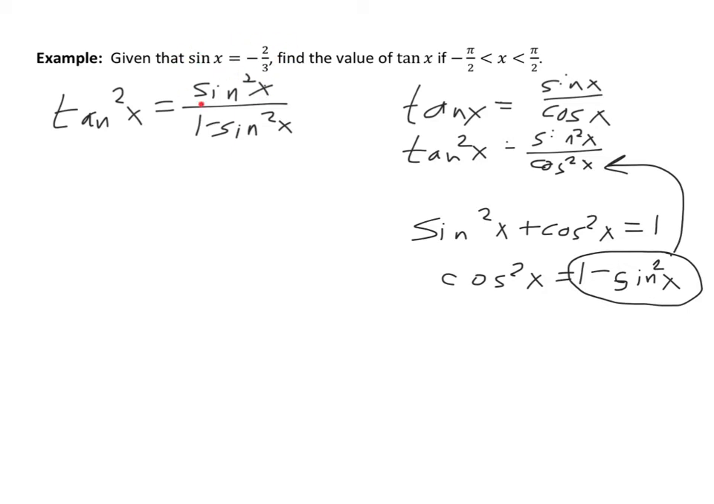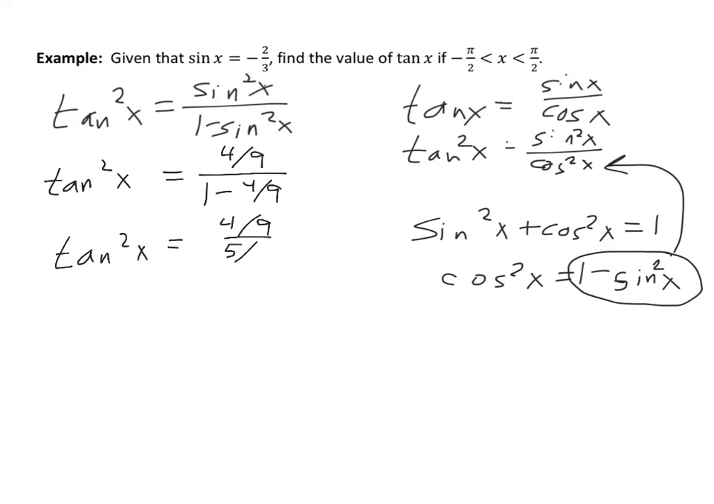So when I plug this in and square it, I'm going to wind up with 4/9. So tangent squared x is 4/9 in the numerator. In the denominator, I have 1 minus 4/9. So that means I've got 4/9 in the numerator, 5/9 in the denominator. The ninths are going to drop out here, and so I'm left with tangent squared x is 4/5. And then we square root both sides.